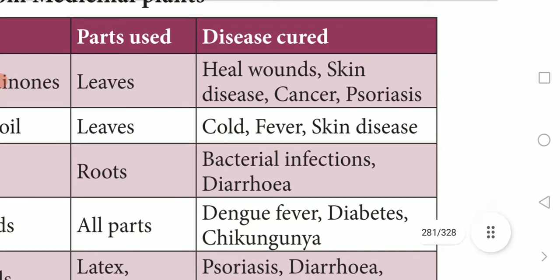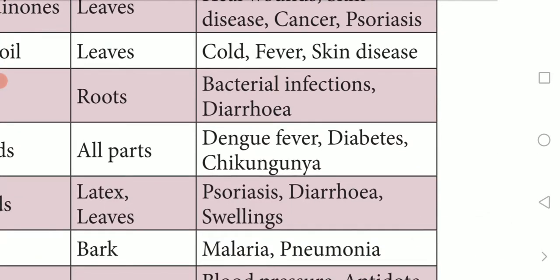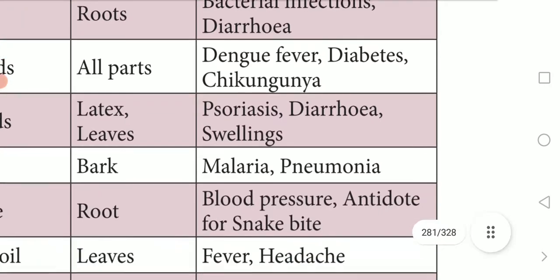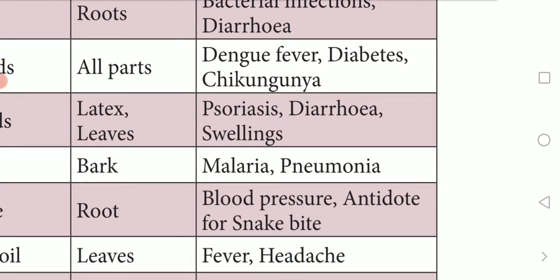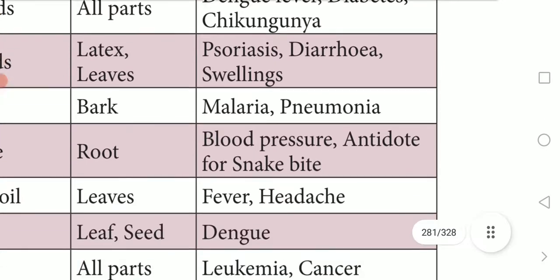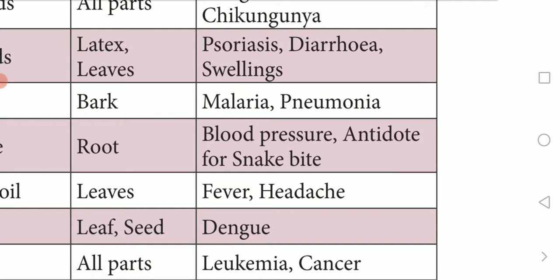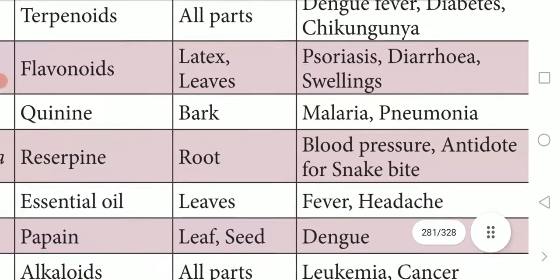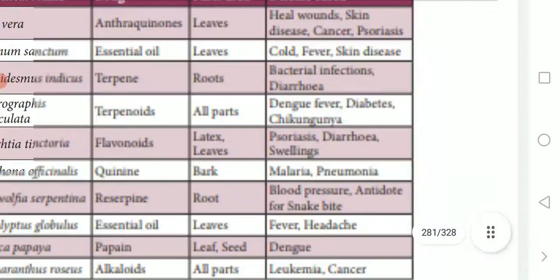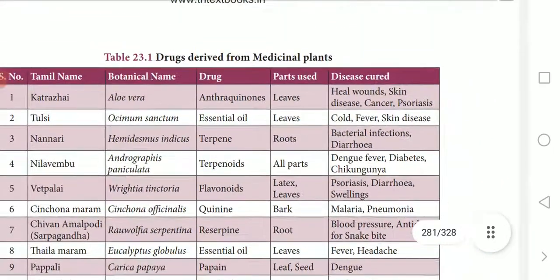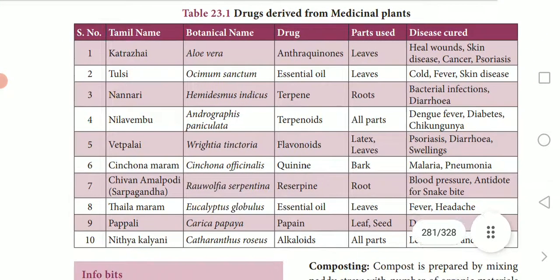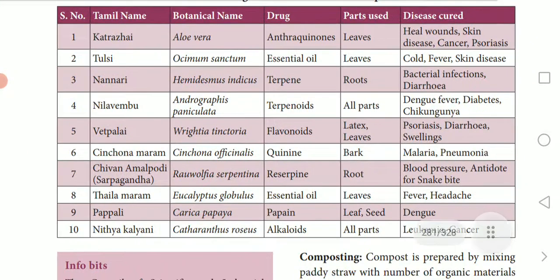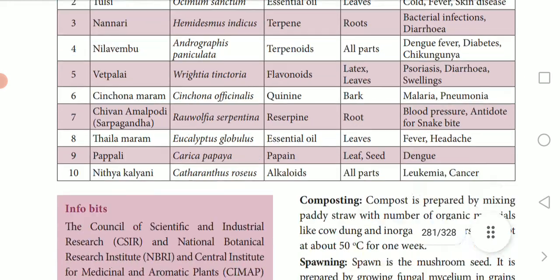Cold, fever, skin disease, bacterial inflammations, diarrhea, dengue fever, diabetes, chikungunya, psoriasis, swellings, malaria, pneumonia, blood pressure, antidote for snake bite, fever, headache, dengue, leukemia, cancer. For all this, the medicines can be prepared from plants. So that's why they gave the tabular column.